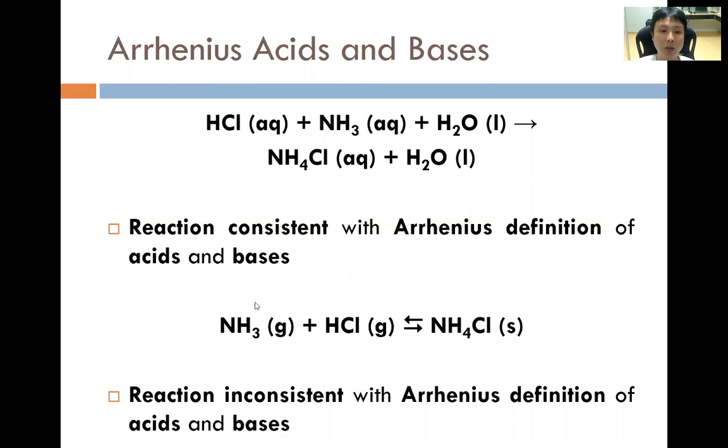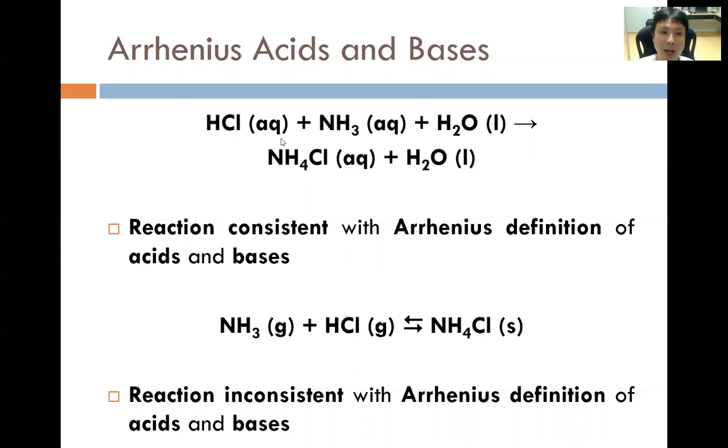However, if we were to let gaseous ammonia react with HCl gas, it will similarly react to form NH4Cl solid. However, this is not consistent with the Arrhenius definition of acids and bases, because recall that the Arrhenius definition of acids requires that the substance dissolves in solution to form H+ cation. And since there is no solution anywhere, this reaction is inconsistent with the Arrhenius definition of acids and bases.